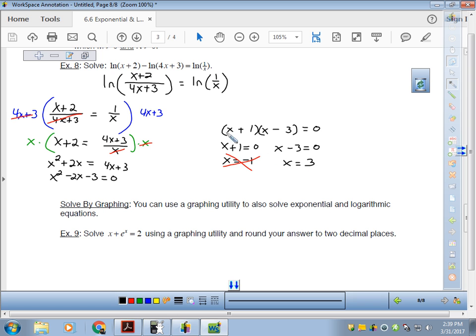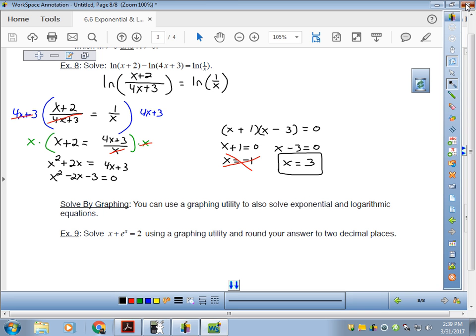Let's check 3. 3 plus 2, that's 5, that's okay. 4 times 3 is 12, plus 3 is 15, that's fine. And 1 over 3 is 1/3, and that's fine. So 3 works in all of them, so 3 would be our answer there. Okay. So again, that's another method, another way of solving some of these logarithmic equations.